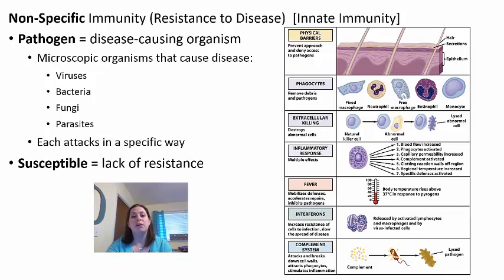Now your susceptibility is your lack of resistance. If you're more susceptible to catching a cold, that means that you're lacking the resistance to it. If you're more susceptible to a certain disease, it's because you don't have the ability to fight it off. So guys, if you're taking a look at this chart over here, you're going to see that this is going to be your non-specific. It talks about your physical barriers, phagocytes, extracellular killing type cells and stuff like that. These are going to just kind of be talked about in the next couple of slides.